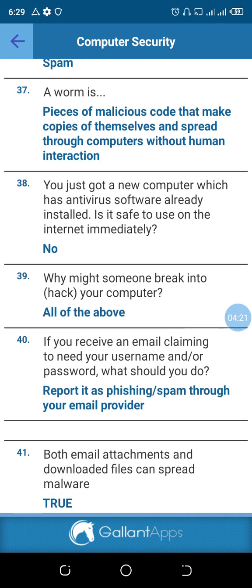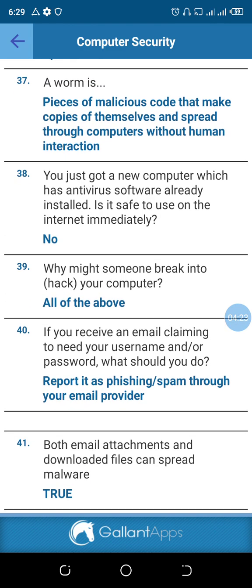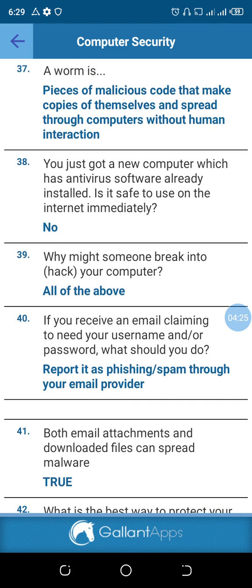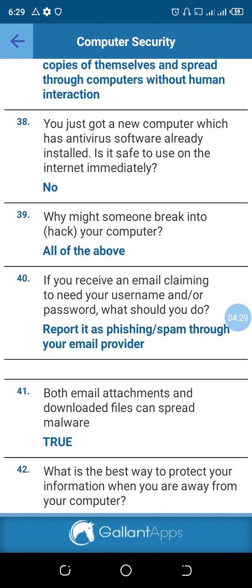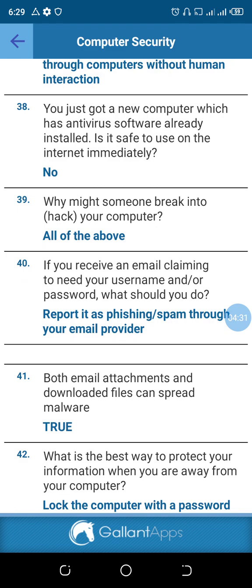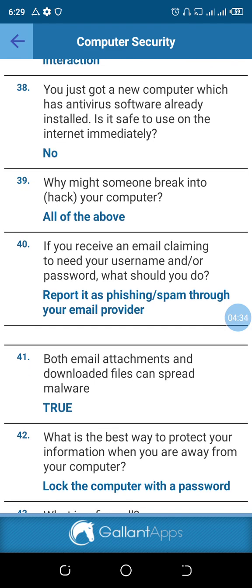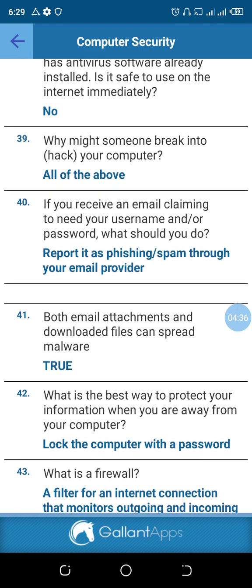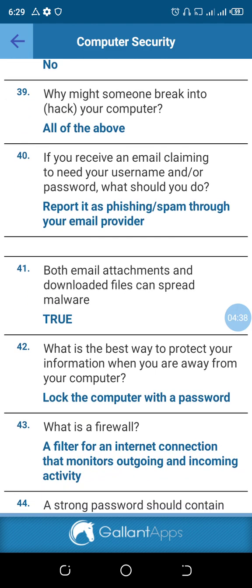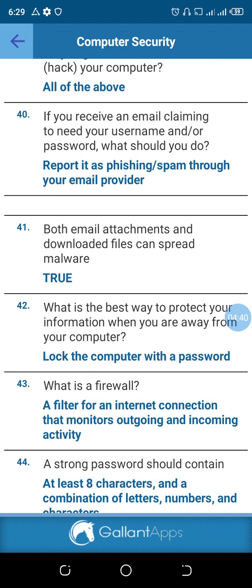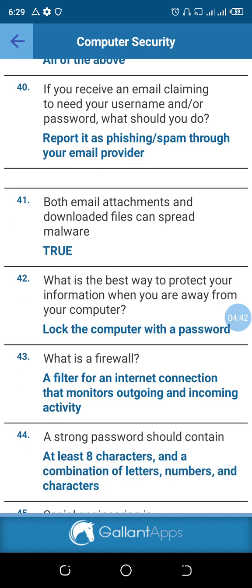A worm is a piece of malicious code that makes copies of itself and spreads through computers without human interaction. You just got a new computer which has antivirus software already installed. Is it safe to use on the internet immediately? No. Why might someone break into or hack your computer? All of the above.